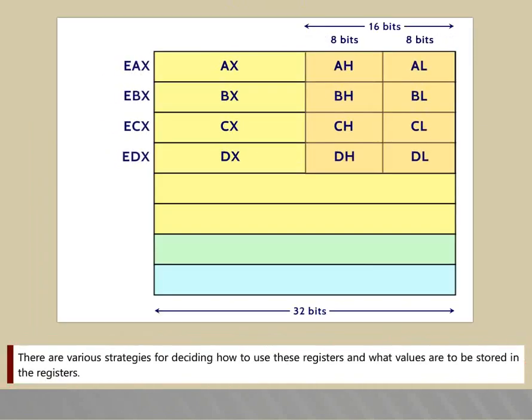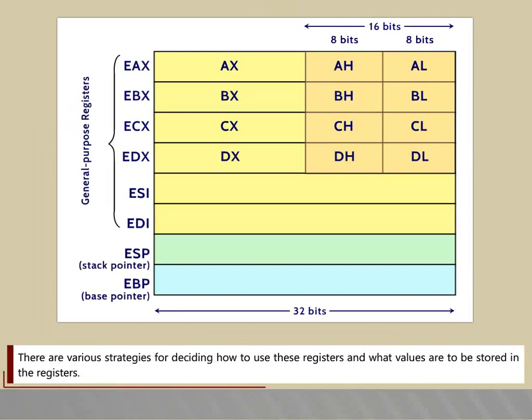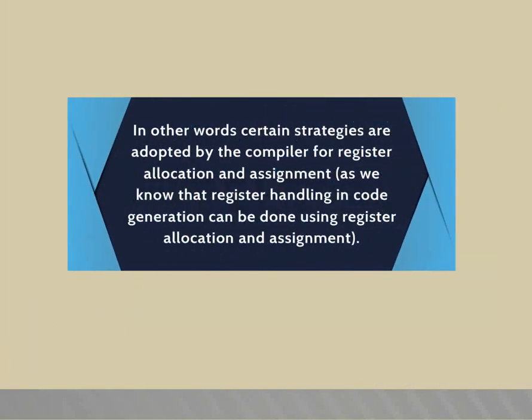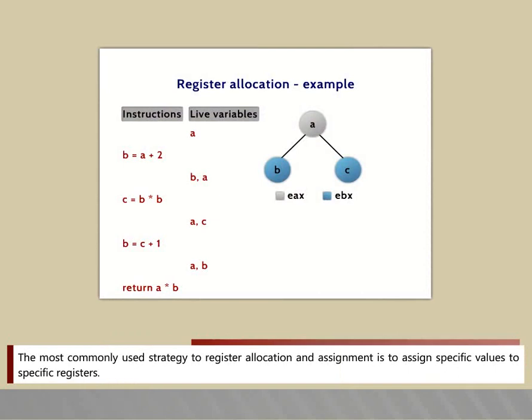There are various strategies for deciding how to use these registers and what values are to be stored in the registers. In other words, certain strategies are adopted by the compiler for register allocation and assignment. As we know, register handling in code generation can be done using register allocation and assignment. The most commonly used strategy is to assign specific values to specific registers.